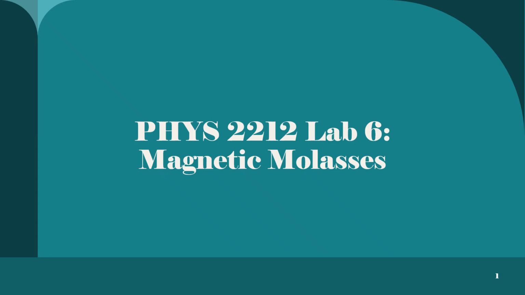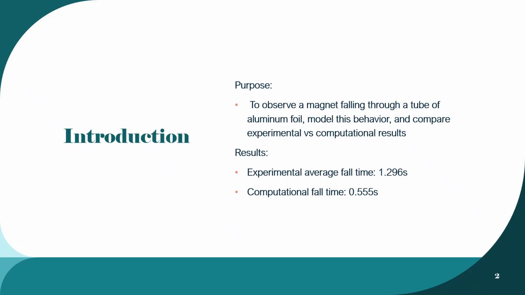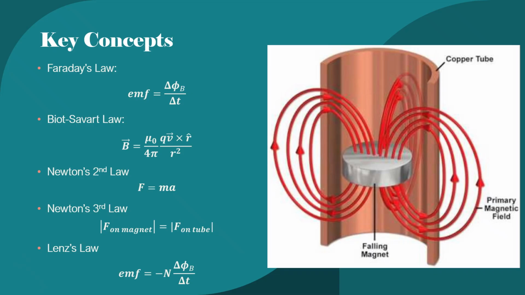This is Physics 2212 Lab 6, which is magnetic molasses. The purpose of this lab was to observe a magnet falling through the tube of aluminum foil, model its behavior, and compare the experimental and computational results. So our experimental average fall time was 1.296 seconds, and our computational fall time was 0.555 seconds.